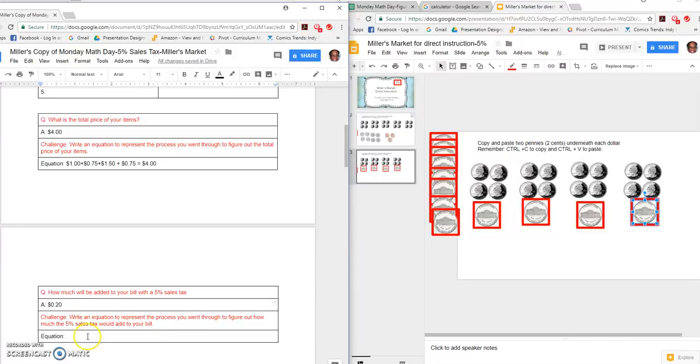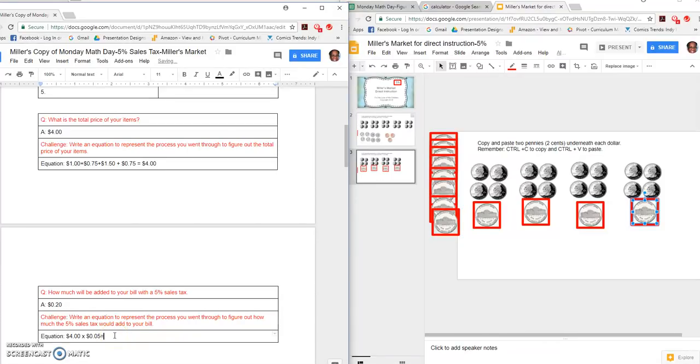Now we're going to figure out the equation that we used. What is this process that we used to represent the process we went through to figure out the sales tax? So what I did is I took my $4, so I'm going to put my $4, and I multiplied it by my 5 cents. So $4, you can put an X for times 0.05. Please make sure you put that decimal point and then 0.5. If you put 0.50, that's 50 cents, and that's a much higher tax rate, obviously, than 5 cents. So make sure that you put 0.05 to show the tax rate.